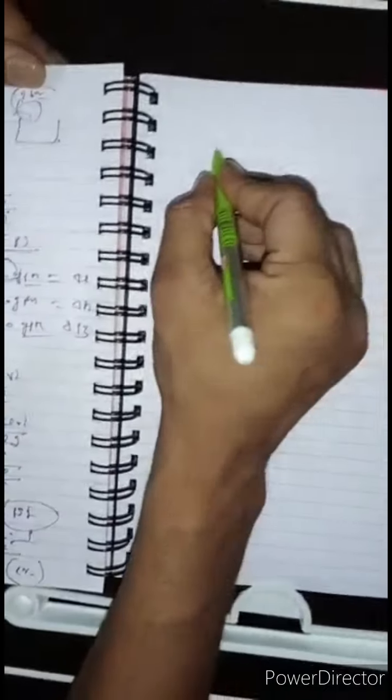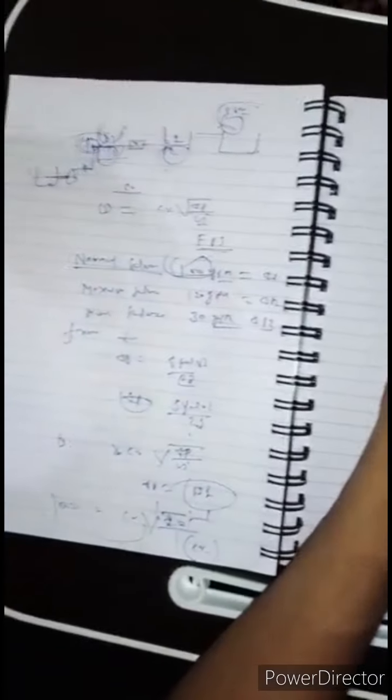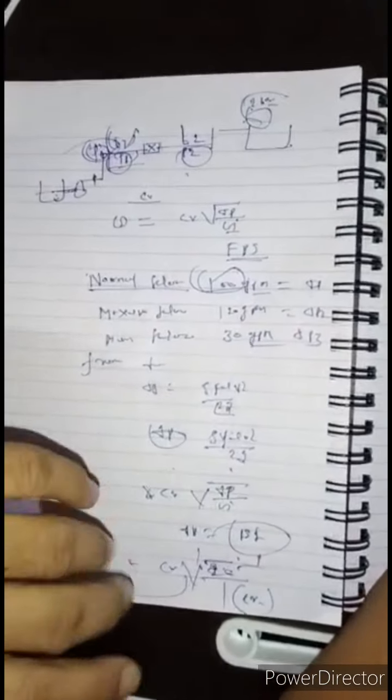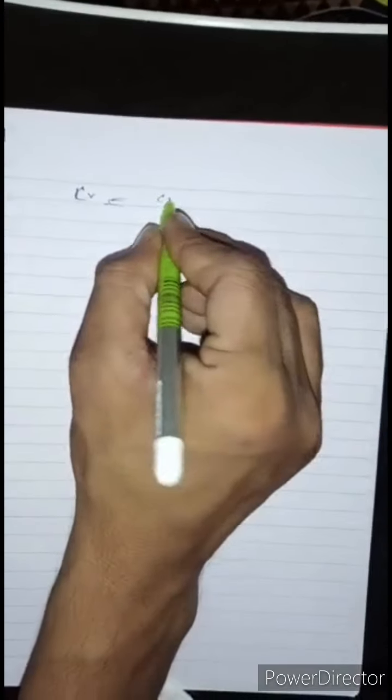Okay, so what does the CV value tell? CV value defines how much pressure drop will come for a specific flow, and what flow goes through the valve at a pressure drop. So this CV value will define this. So based on CV value we are going to do the control valve sizing.